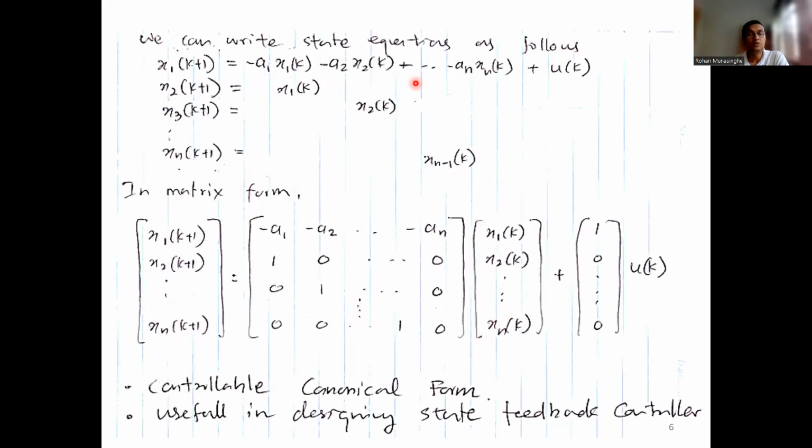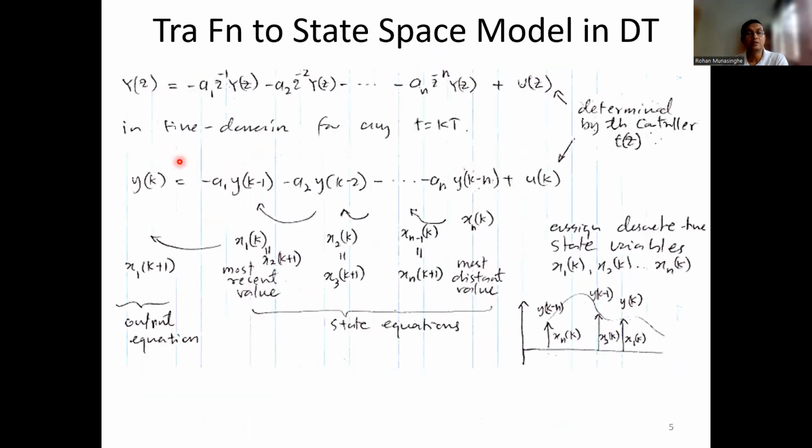And after that, you keep writing the state equations, right? The oldest one, xn, you write it as xn(k). But what is xn(k plus 1) in the next moment? This is xn(k). xn(k plus 1) is this one, xn minus 1(k). The way you have assigned the variables is like that.